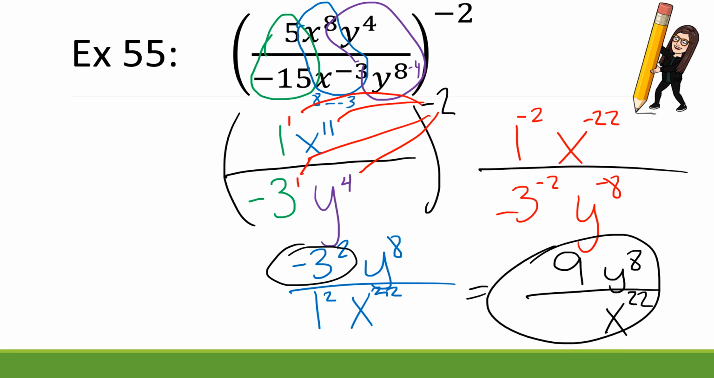So be very careful, because here's what I see. Look at how that 5 over negative 15 became a positive 9, right? That changed a lot, so don't let that confuse you. Just do one little piece at a time.